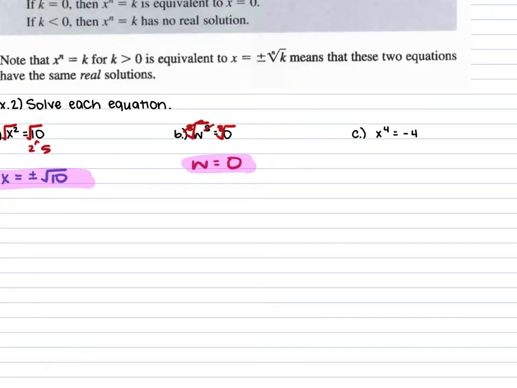For example C, we have x to the 4th power is equal to negative 4. So we're going to take the 4th root of both sides.